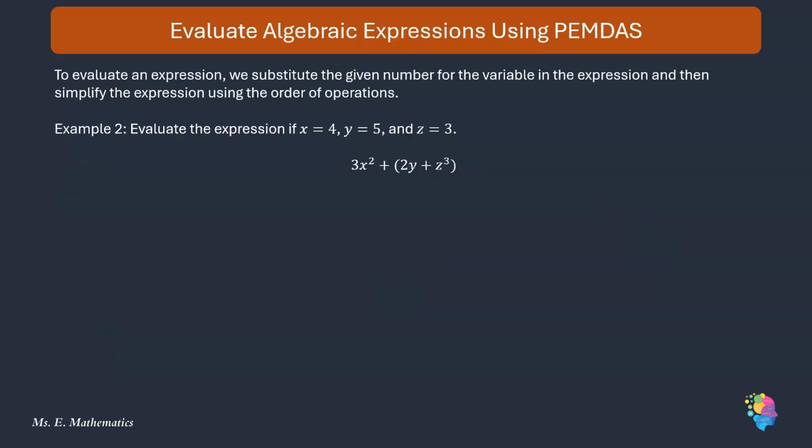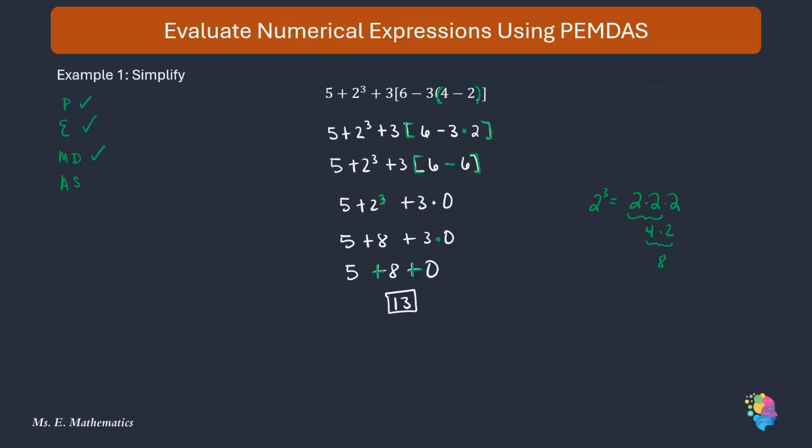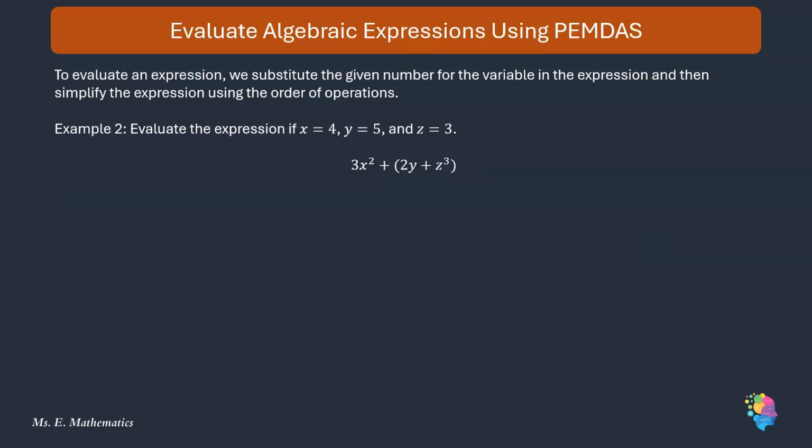So in this example, we evaluated a numerical expression. Now we're going to evaluate an algebraic expression. This turns from numerical to algebraic because in a numerical expression, we only have numbers, and in an algebraic expression, we end up with some variables. For example, on this one, we have x's, y's, and z's. They're asking us to evaluate this expression if x is 4, y is 5, and z is 3. That means that we are going to replace the x with a 4, the y with a 5, and the z with a 3.